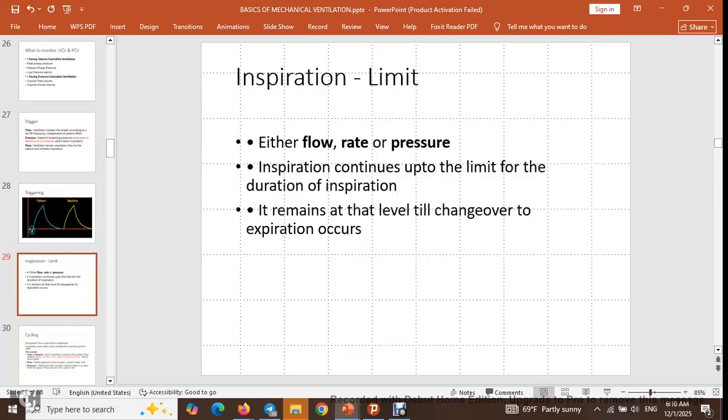The other most important thing is limit. Limit can be pressure limit, flow limit, or rate limit. Inspiration continues up to the limit of the duration of inspiration, and it remains at that level till changeover to expiration occurs.